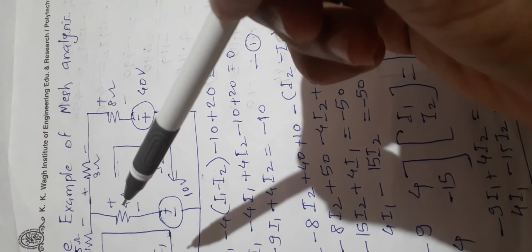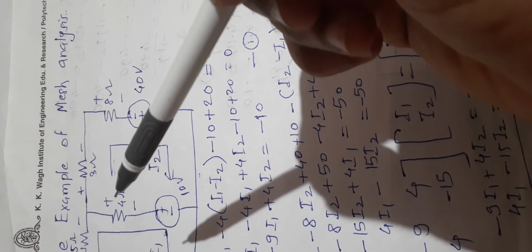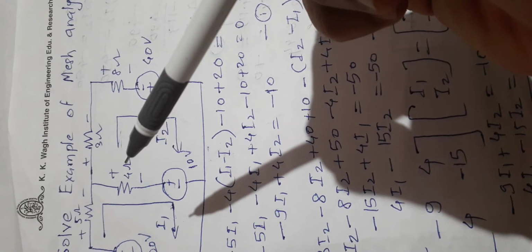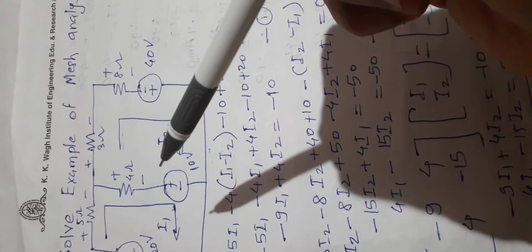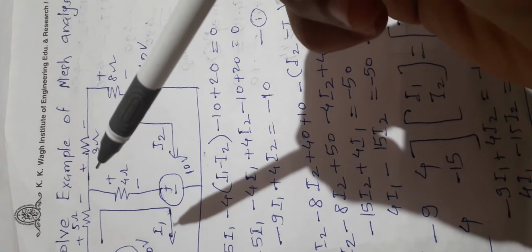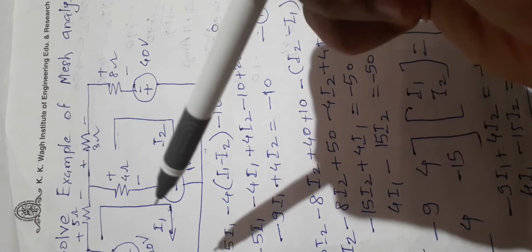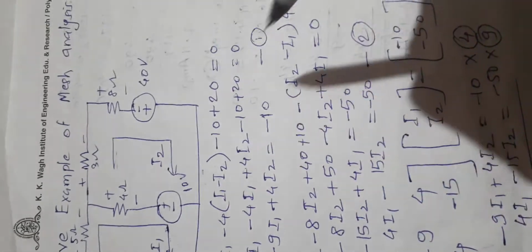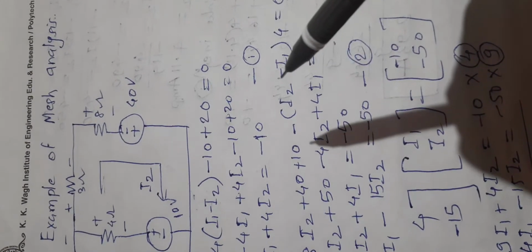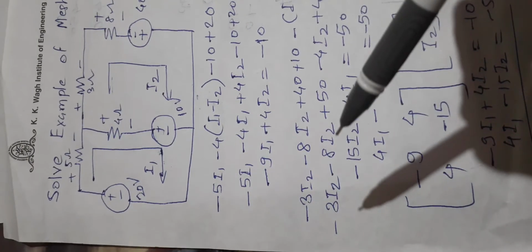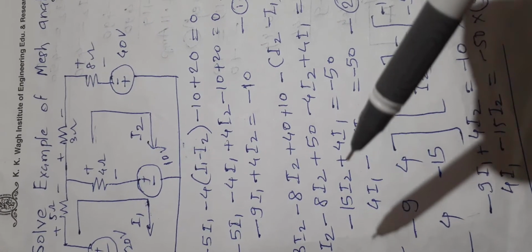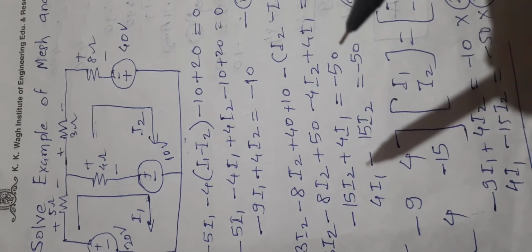We are taking the second loop, therefore first preference is for I2, and the common branch current is I2 minus I1. So I2 is flowing from down to up and I1 is from up to down. So there is a minus sign for the I1, and we will get this equation equal to 0 here. Now we solve this. Totally we are getting minus 15I2 plus 4I1 is equal to minus 50.